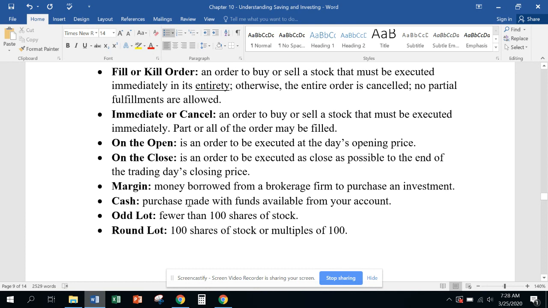Now, another thing that you'll hear is round lots. Round lots means an order of 100 shares, okay, or multiples of 100 shares. So if I purchased 200 shares, that would be considered two lots or a 200 share position. An odd lot means fewer than 100 shares.